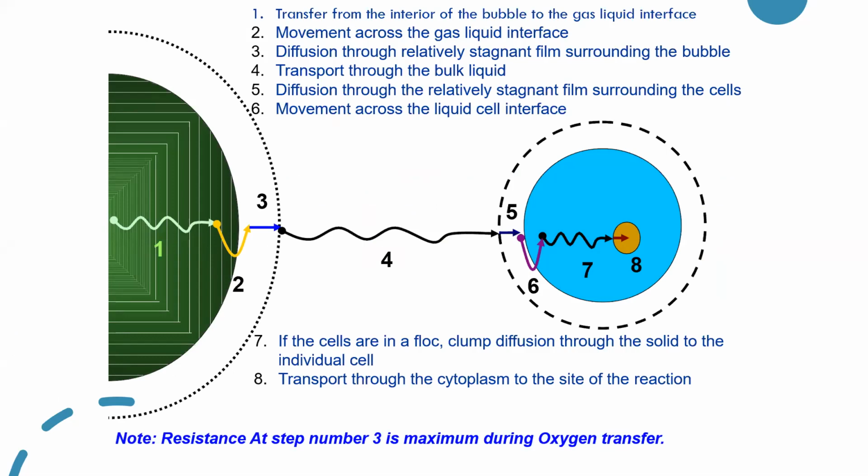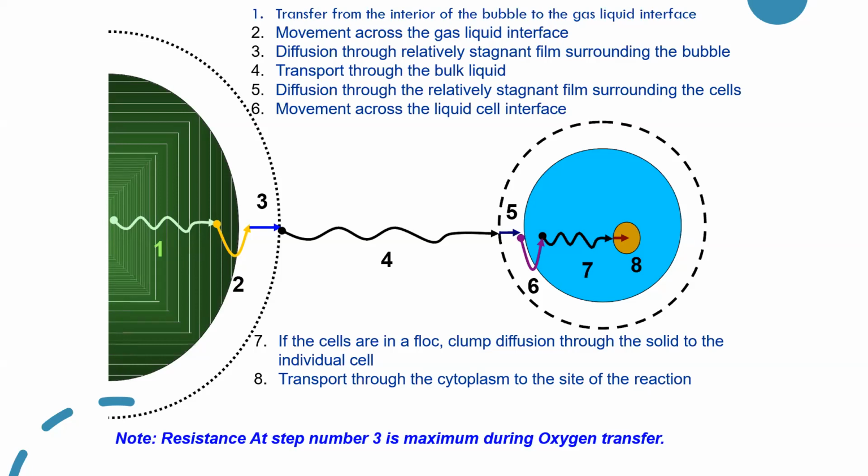So let us investigate the steps one by one. Step number one is when oxygen is diffusing, as you can see in the figure, from the center of the bubble to the surface. Step number two is when oxygen is moving across the gas and liquid interface. So you should know that the very first layer of liquid in contact with the gas bubble is known as the thin film area.